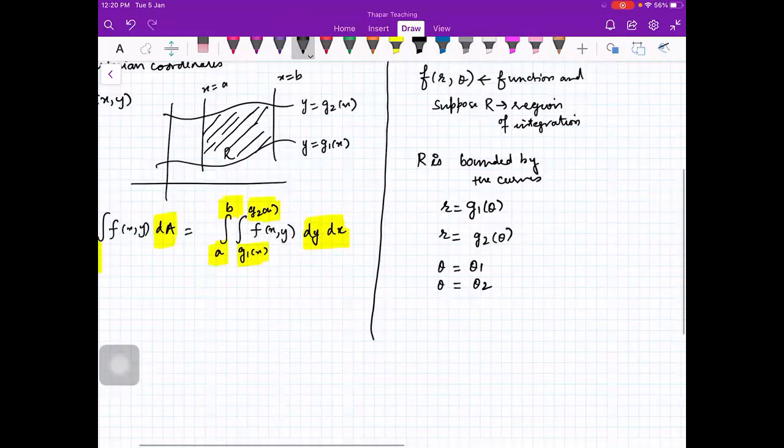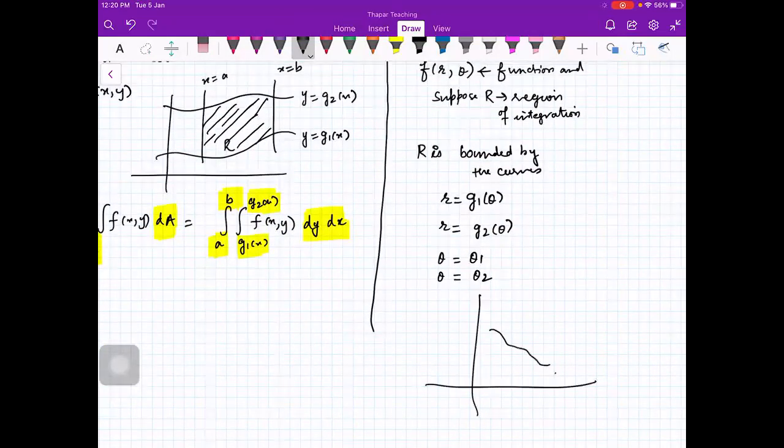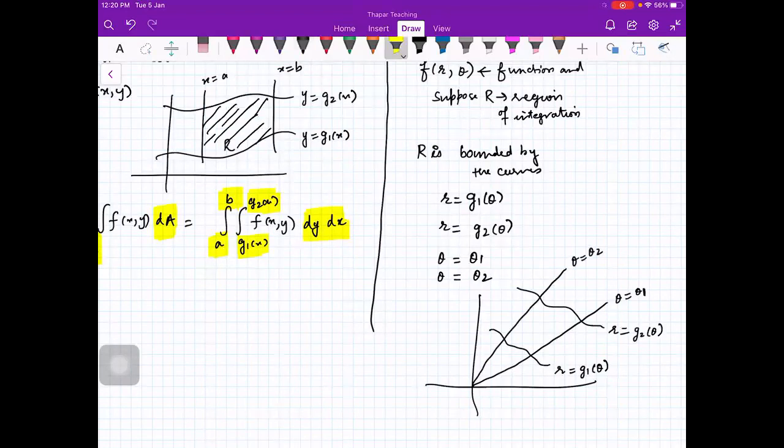You will have something like this. This is your r = g1(theta). There is another curve, r = g2(theta). This is a ray, theta = theta 1, and this is another ray, theta = theta 2. And this is your region of integration. Is this thing clear to everybody? Okay.